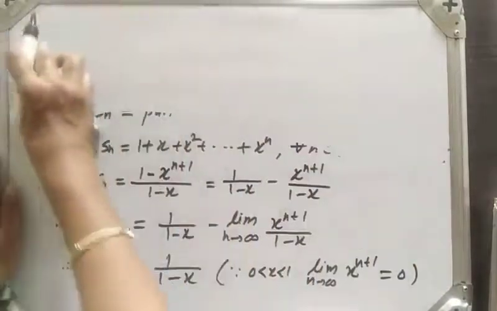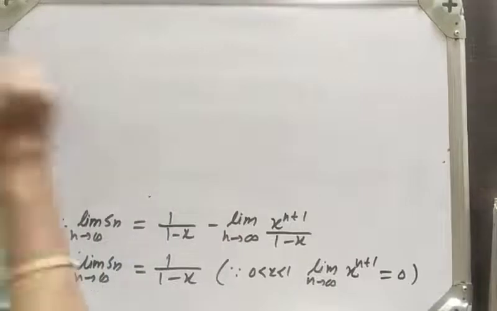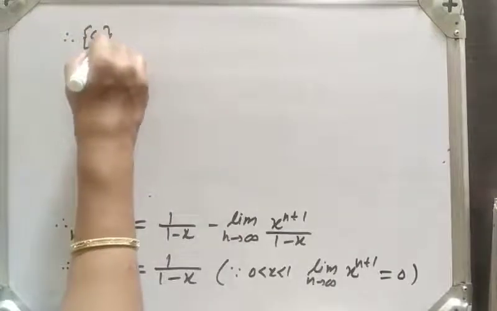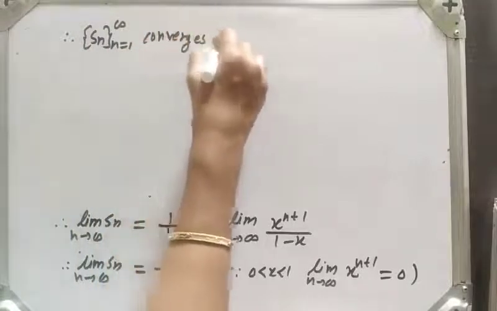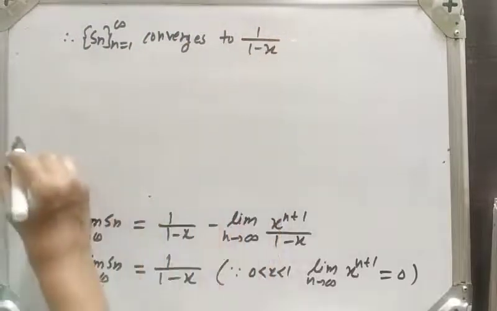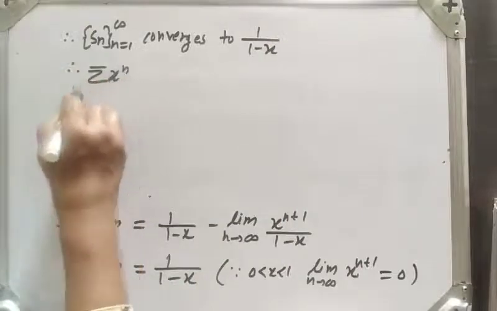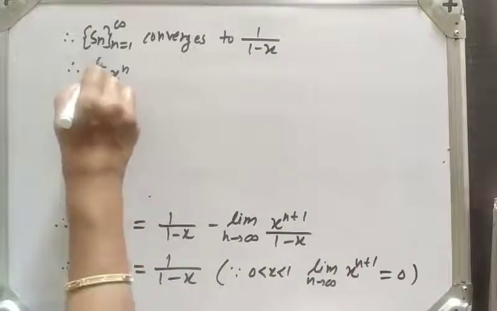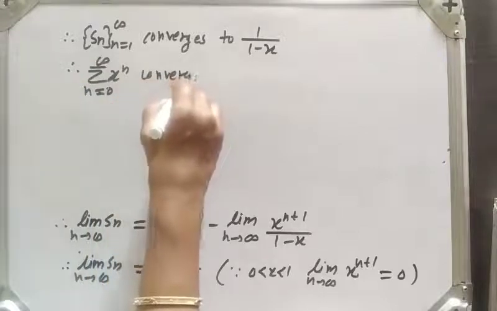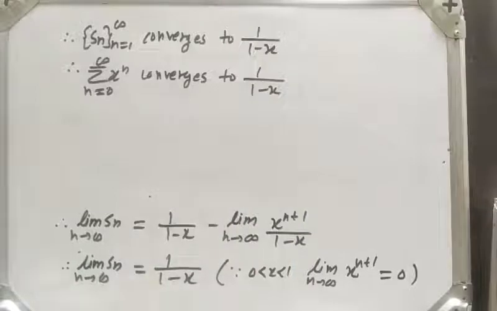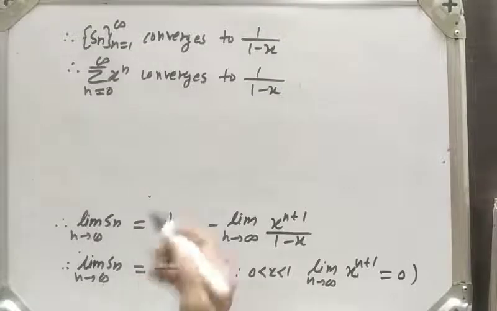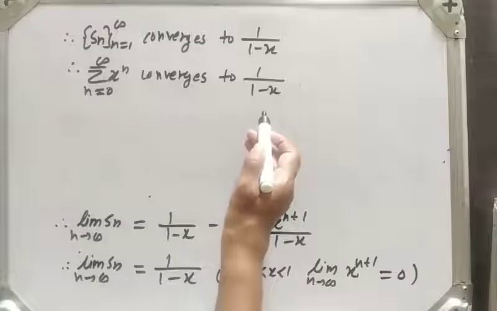So therefore here we will write: the sequence Sn, n varying from 1 to infinity, converges to 1 upon 1 minus x. Therefore the series x raised to n, n varying from 0 to infinity, converges to 1 upon 1 minus x. So always remember that in the geometric series 1 plus x plus x square and so on, if x is between 0 and 1, then that series converges to 1 upon 1 minus x.